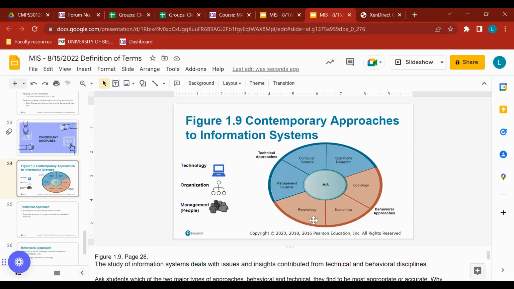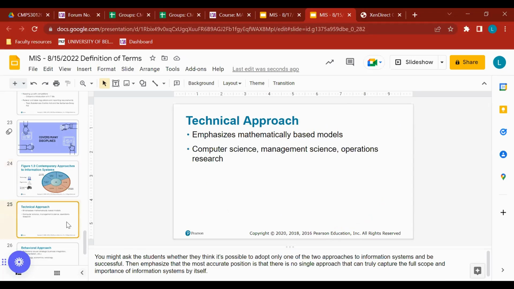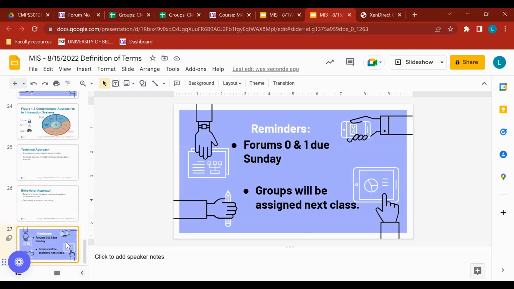You might have done some aspects of economics. You might have done accounting. So you will list the courses that you've done that relate to these disciplines in your forum post as you explain, right? Forum 0 and 1 are due on Sunday.